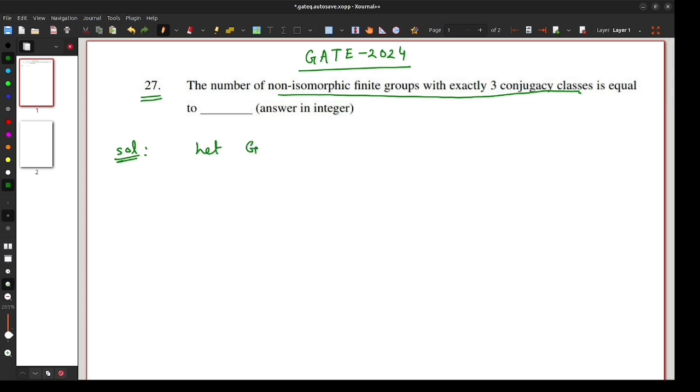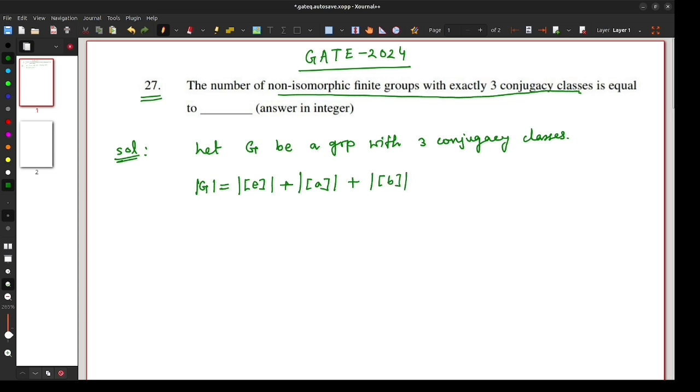Let G be a finite group with exactly 3 conjugacy classes. So the class equation of G will be the cardinality of the class of identity element of G, e, plus the cardinality of some other class, plus the cardinality of another class. Now if the cardinality of G is n, then the class equation will be n equal to 1 plus k plus n minus k minus 1, where k is the cardinality of the conjugacy class of a.